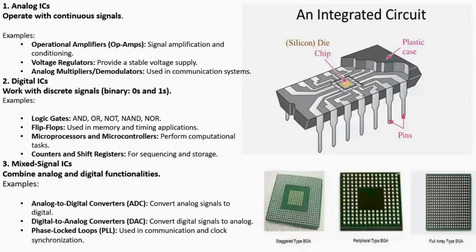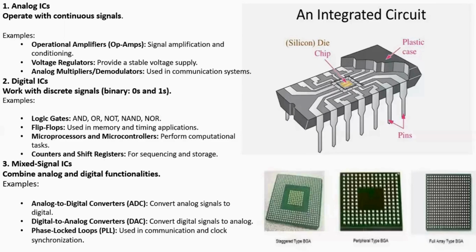Then you come to digital IC. You know about digital IC, binary zeros and ones. So logic gates are very, very important. Digital ICs are the backbone of today's electronics and electrical systems. So digital IC, zeros and ones. Logic gates are the example, different types of logic gates, AND, OR, NAND, you will study.